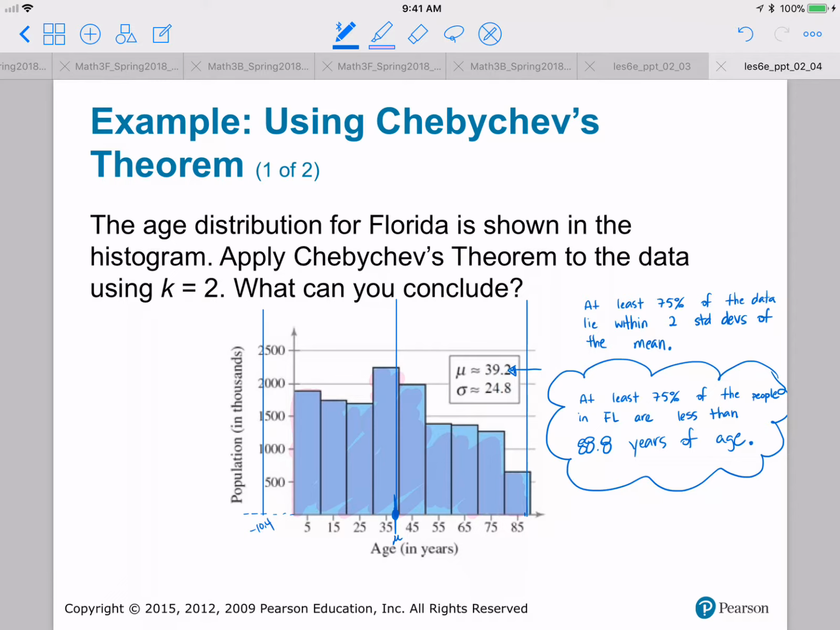So this top part here, at least 75% of the data lie within 2 standard deviations of the mean, that's statistics talk. And if we just have regular day-to-day talk, we would say, at least 75% of the people in Florida are less than 88.8 years of age.